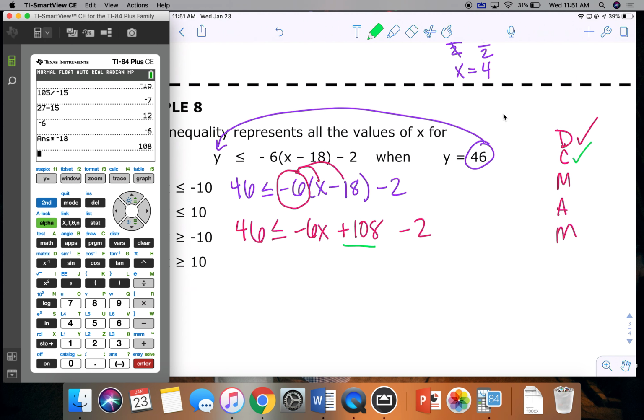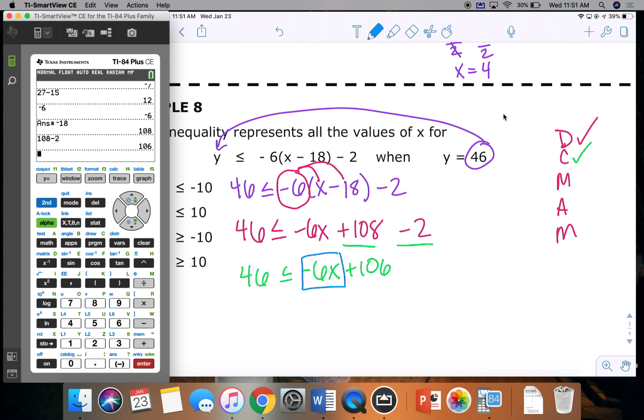I do have like terms on the same side. 108 and negative 2 are both numbers, so I need to combine them to make it easier. So 108 minus 2 is 106. Remember, all I'm doing is putting them together. They are like terms, so I do exactly what they say. So in my calculator, 108 minus 2 is where that 106 came from.